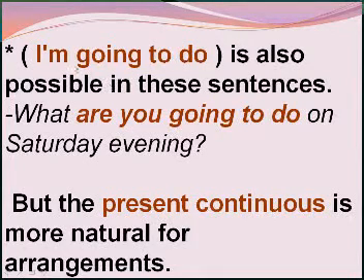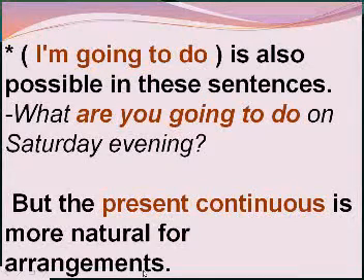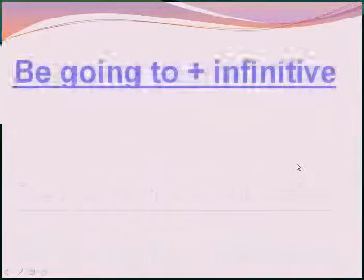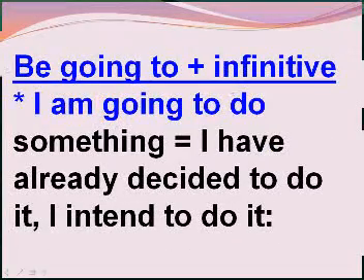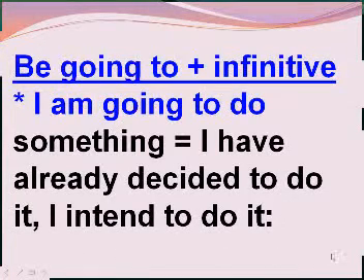Okay. I'm going to do is also possible in these sentences. What are you going to do on Saturday evening? But notice, the present continuous is more natural for arrangements. So always remember, when we have arrangements, use the present continuous tense. Say, I am doing something. Okay? As for be going to plus infinitive, I am going to do something means I have already decided to do it. I intend to do it.